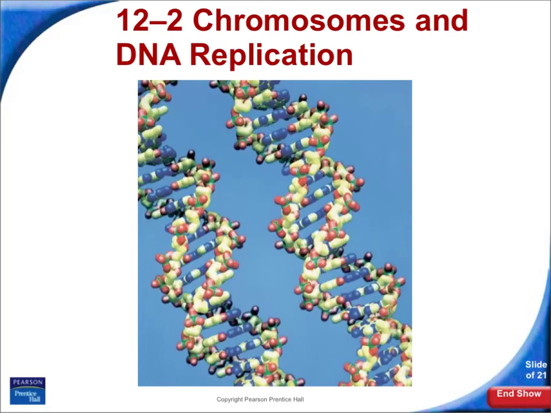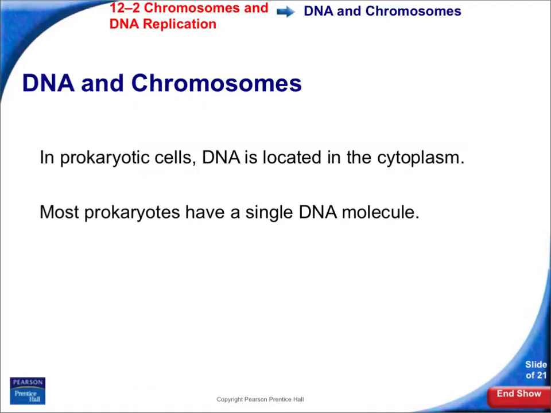So to continue our discussion about DNA, we're going to talk about section 12.2, which deals with chromosomes and the process of DNA replication. Remember back from the beginning of the year when we talked about the different types of cells, that there were two different types of cells, prokaryotes and eukaryotes. Their DNA and chromosomes are organized a little bit differently from each other.